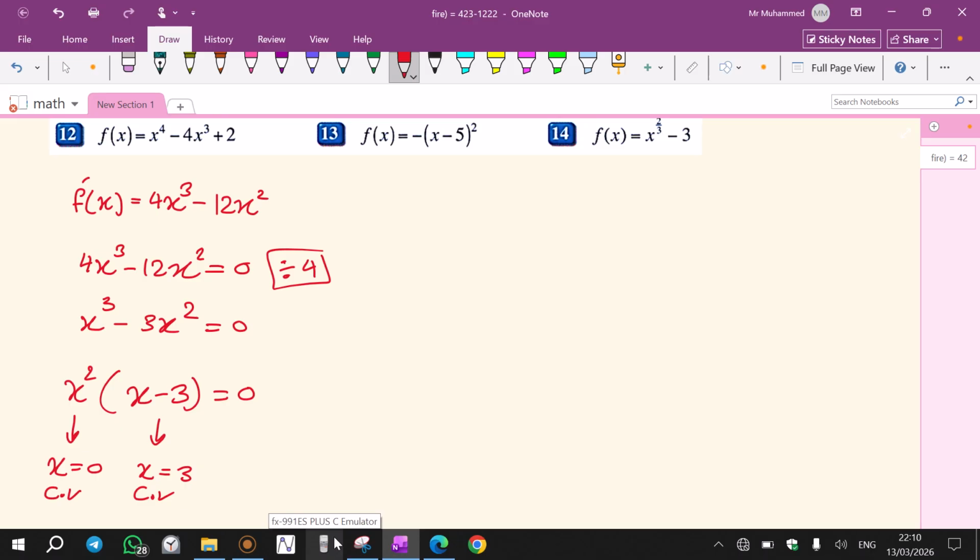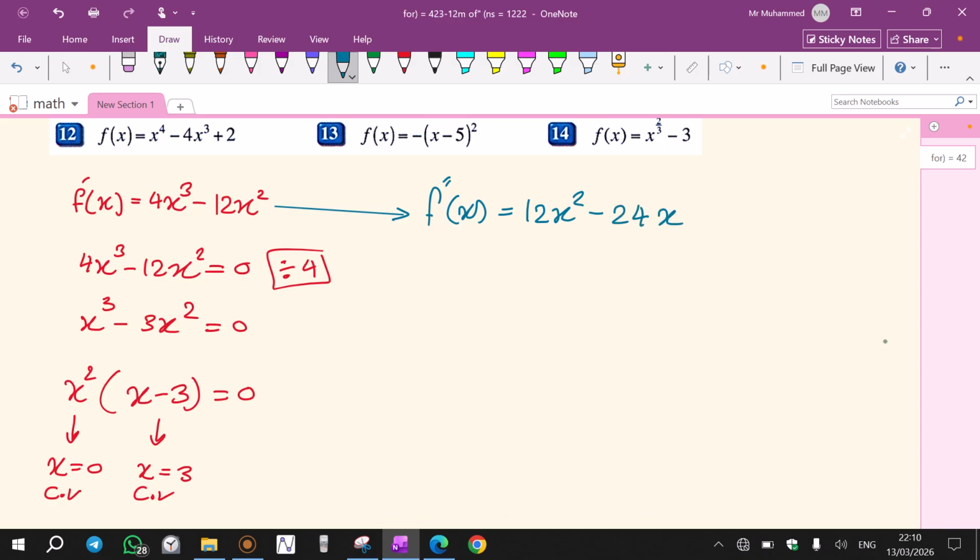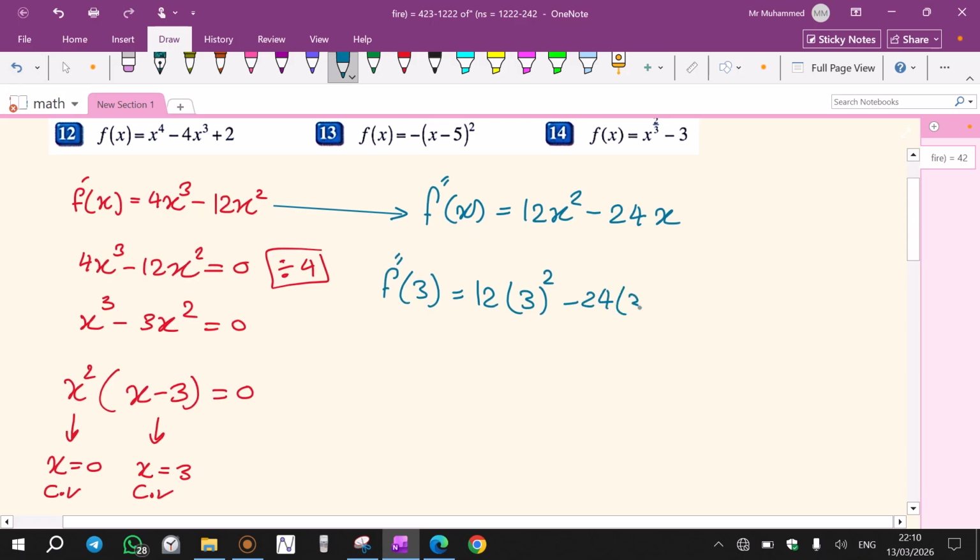Now I can check these criticals for maximum minimum using second derivative. This is the first derivative. Based on this, the second derivative will be 12x power 2 minus 24x. Now, f double prime of 3 is 12 times 3 power 2 minus 24 times 3. 12 times 3 power 2, it's 12 times 9 minus 24 times 3. That's obviously positive.